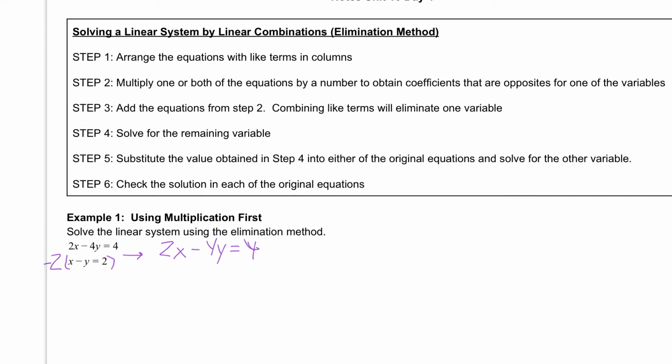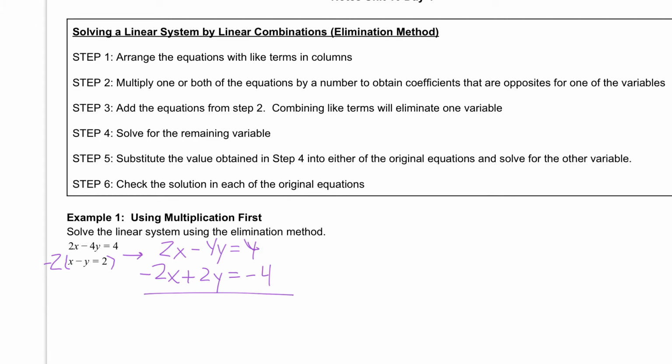And then I'm going to multiply the -2 to everything in the bottom equation. So -2 times x will give me -2x. -2 times -y gives me a positive 2y. And then -2 times 2 will give me a -4.